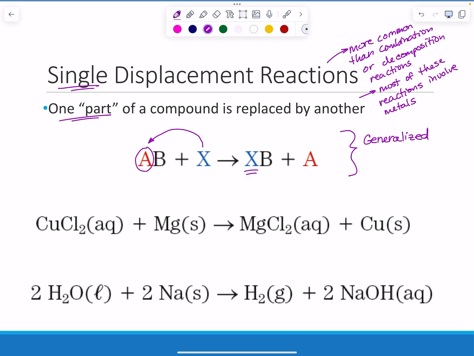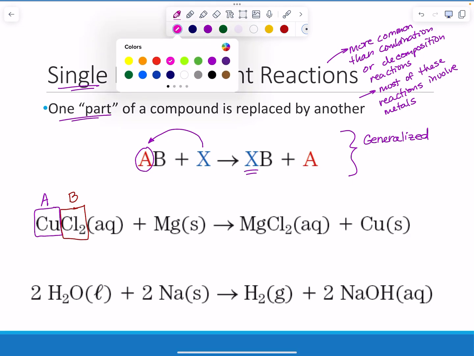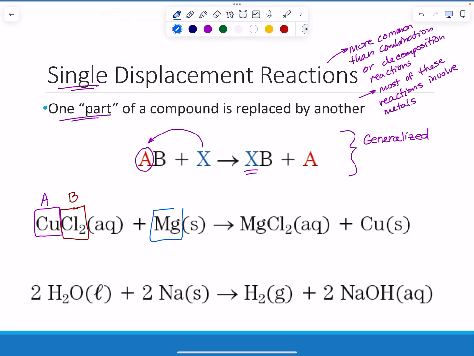So if we look at this, we've got copper chloride. In this case, the copper is the A, and the chloride is the B. And then the magnesium is the X. And so the magnesium is going to take the place of the copper. And now you have magnesium chloride as your product, and then copper just on its own.